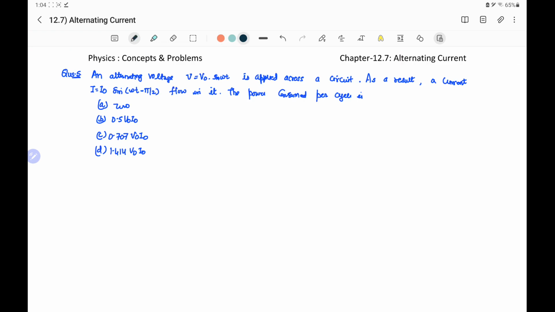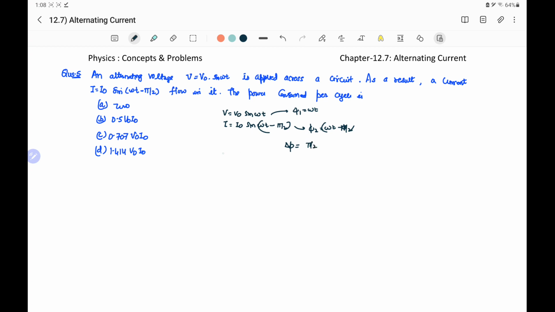Next question is, an alternating voltage V equal to V naught sin omega t is applied across a circuit. As a result, a current I equal to I naught sin(omega t minus pi by 2) flows in it. The power consumed per cycle is? It is given that voltage is V naught sin omega t and current is I naught sin(omega t minus pi by 2). So phase angle of the voltage is omega t and phase angle of the current is omega t minus pi by 2. Hence phase difference between voltage and current will be pi by 2.